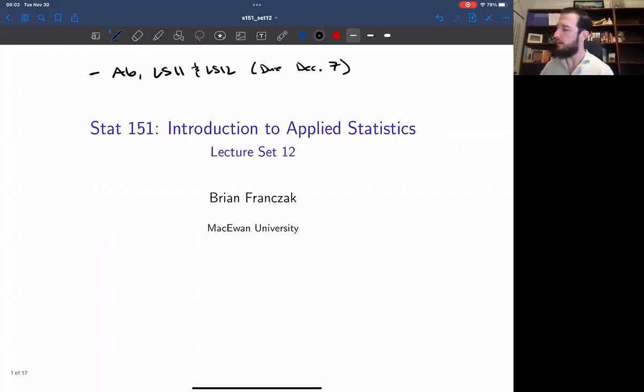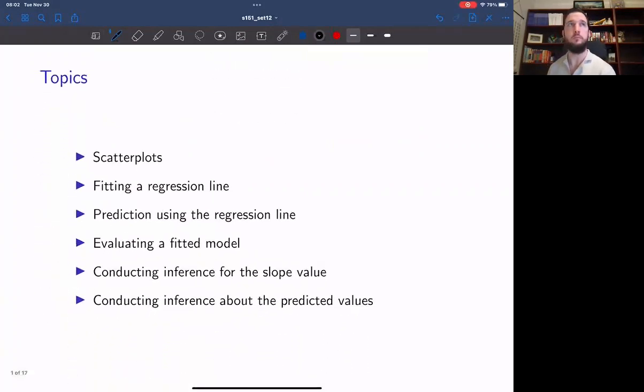All right, so lecture set number 12 is devoted to the study of the regression line. So what we're going to be learning how to do in this lecture set is fit a regression line to a data set, evaluate that line in terms of diagnostic measures. So we're going to look at 2 diagnostic measures, which are actually very similar to one another. They're actually functions of one another. And then we're going to talk about conducting inference based off the regression line.